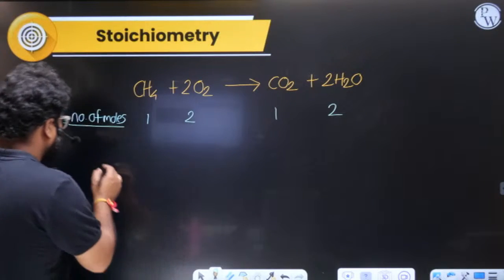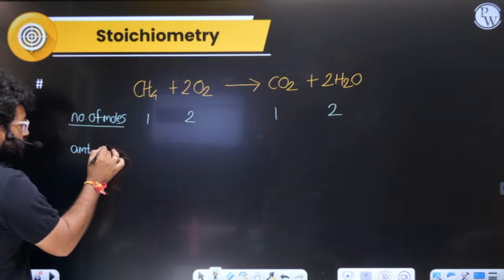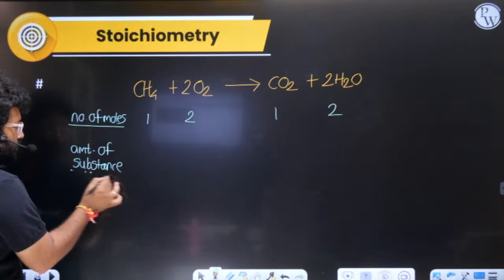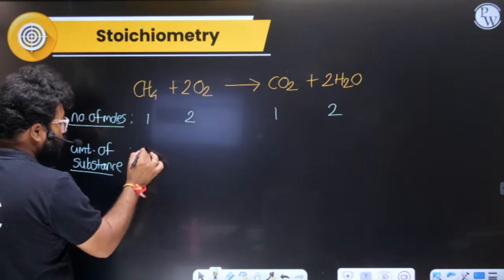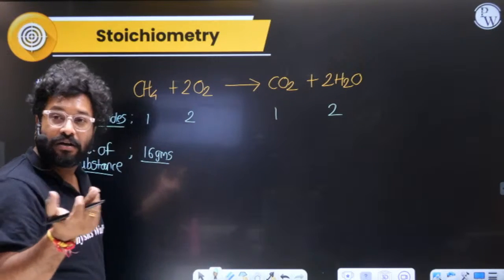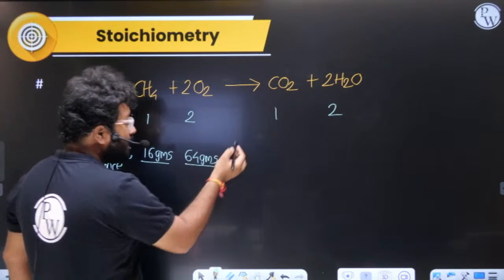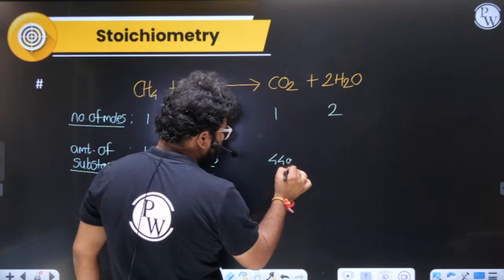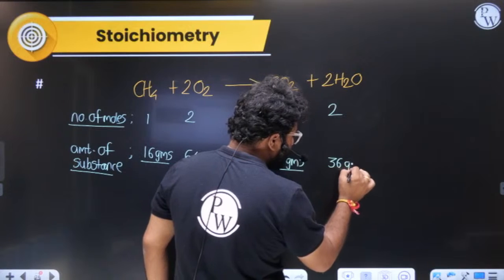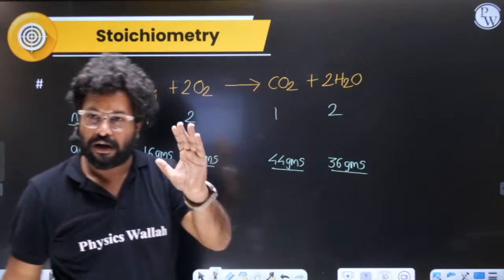Now let's take this into the amount of substance way. Okay, so you can see here methane is how much? 16 grams. Oxygen, how much oxygen do we need here? 64 grams of oxygen we need here. That gets you 44 grams of CO2 and 36 grams of water, right? This is what the ratio is all about.